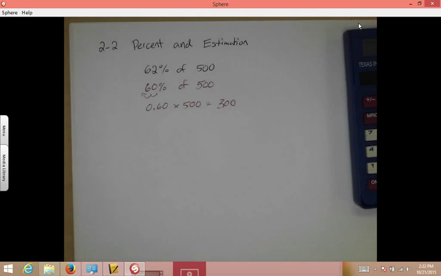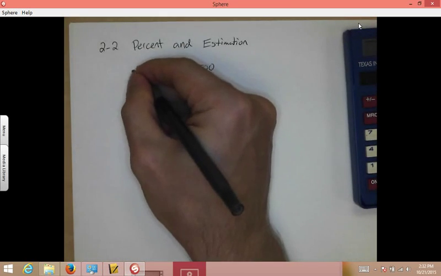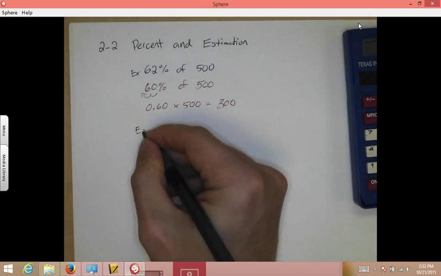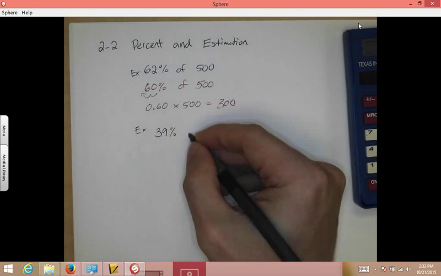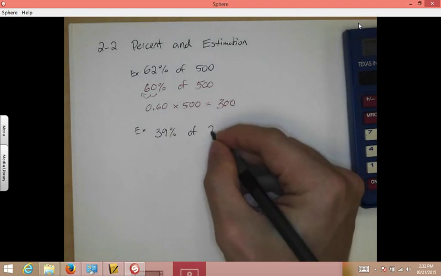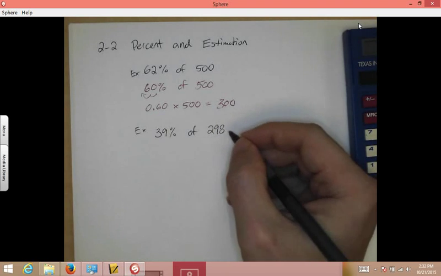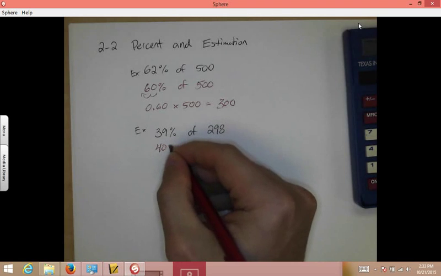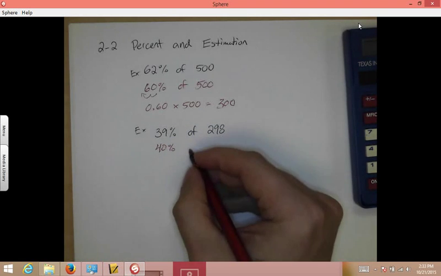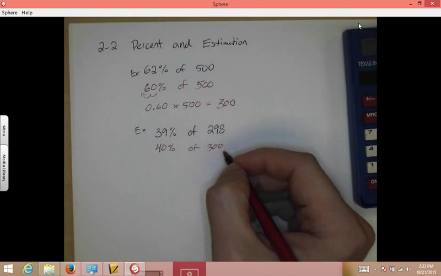Sometimes you'll have to estimate both numbers, and that's fine. For example, 39% of 298. 39%, very close to 40%. 298 is very close to 300. So we would do the problem 40% of 300.